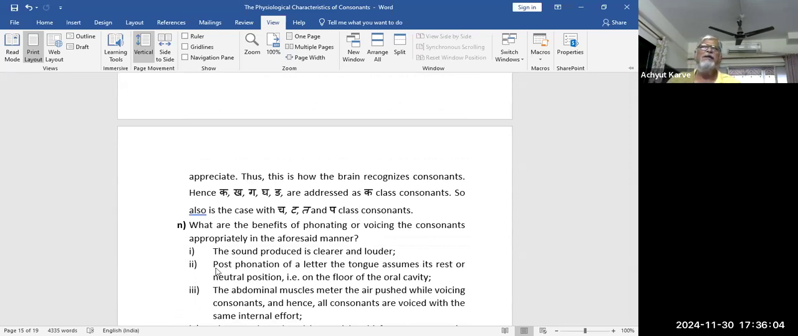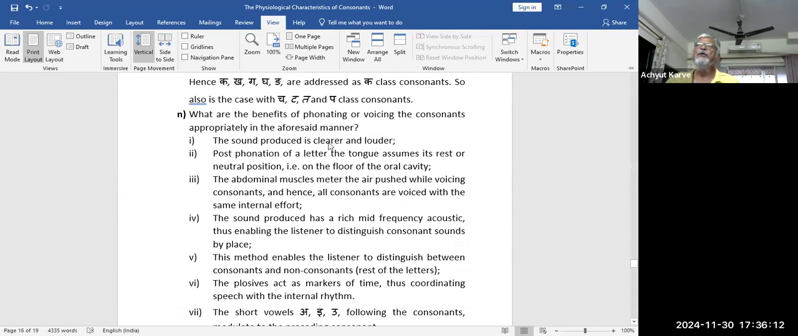Now, the final paragraph. What are the benefits of phonating or voicing the consonants appropriately in the aforesaid manner? The sound produced is clearer and louder. Post phonation of a letter, the tongue assumes its rest or neutral position, that is on the floor of the oral cavity. So that is the beginning for the next letter. The abdominal muscles meter the air pushed while voicing consonants, and hence all consonants are voiced with the same internal effort. So the effort for pushing the air out is one and the same.